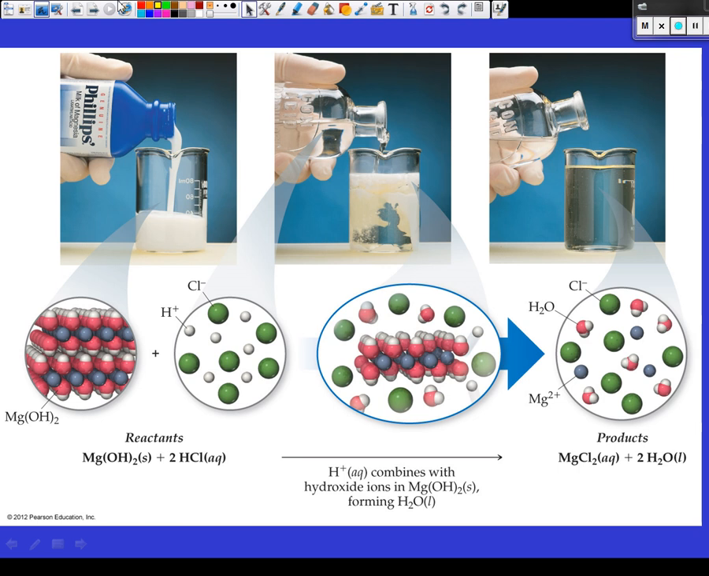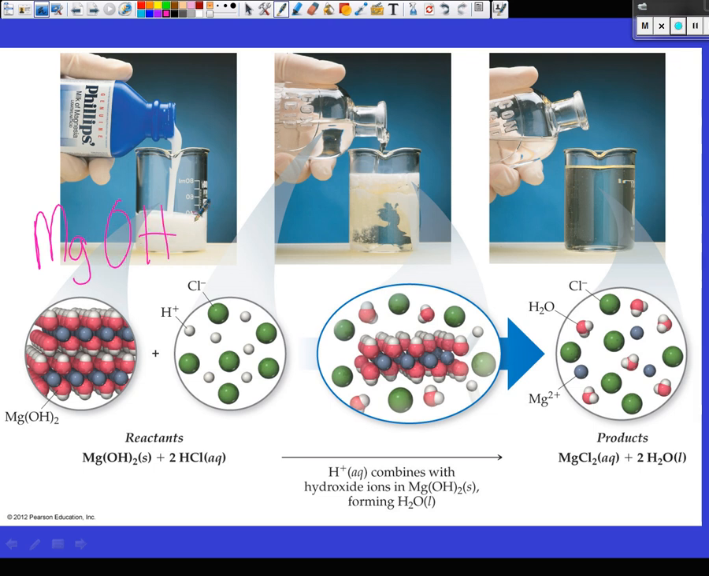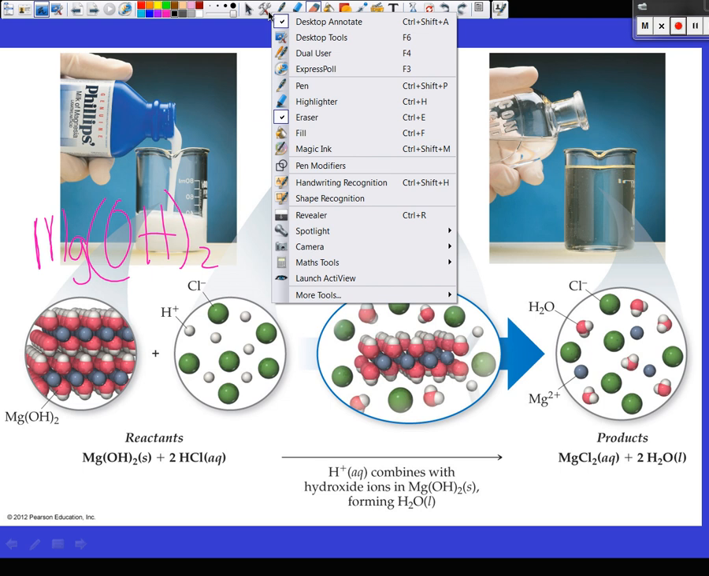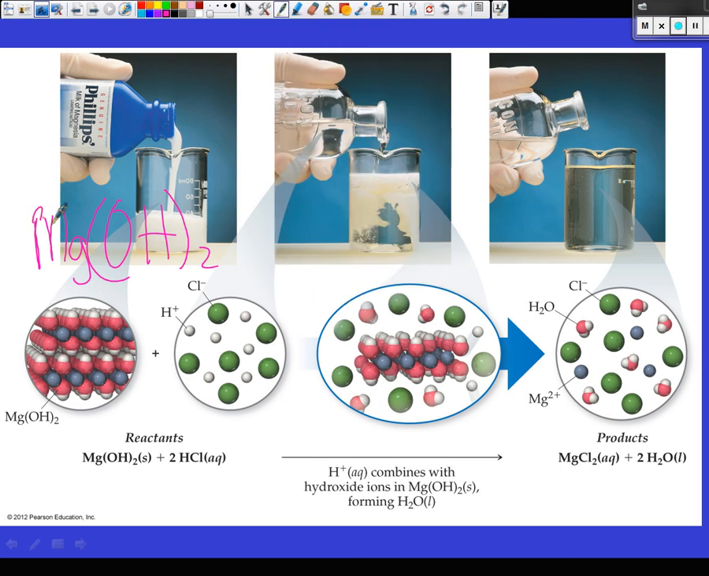All right, so here's what we have. We have milk of magnesia, and if you want to write this at the top, this is Mg(OH)2, milk of magnesia. Is that weak or strong? Nope, I'm wrong. Thank you. You got me. All right, so this is a weak base.